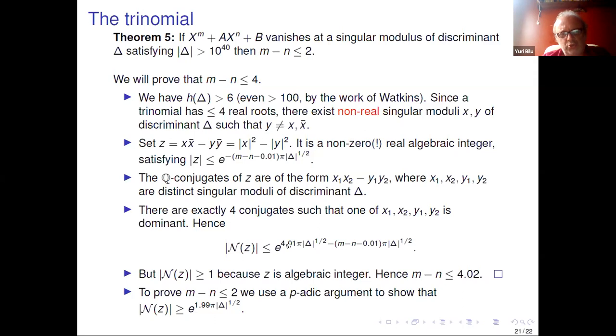It's 4. Again, I should take care of some white noise. So 4 times this, and 1 is very small, so it makes it not so big. And it's the norm of an algebraic integer, so it must be at least 1. And this shows that the exponent must be non-negative, so this means that m minus n is at most 4.4, so at most 4. This is how one proves this inequality.